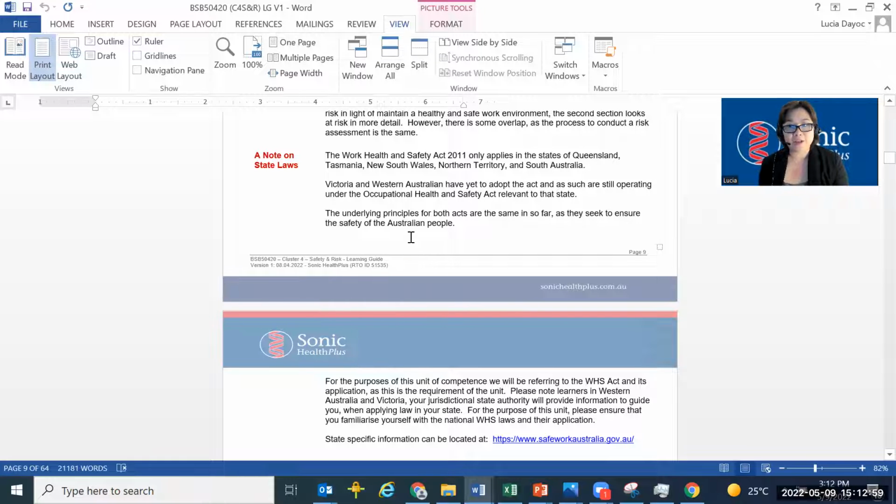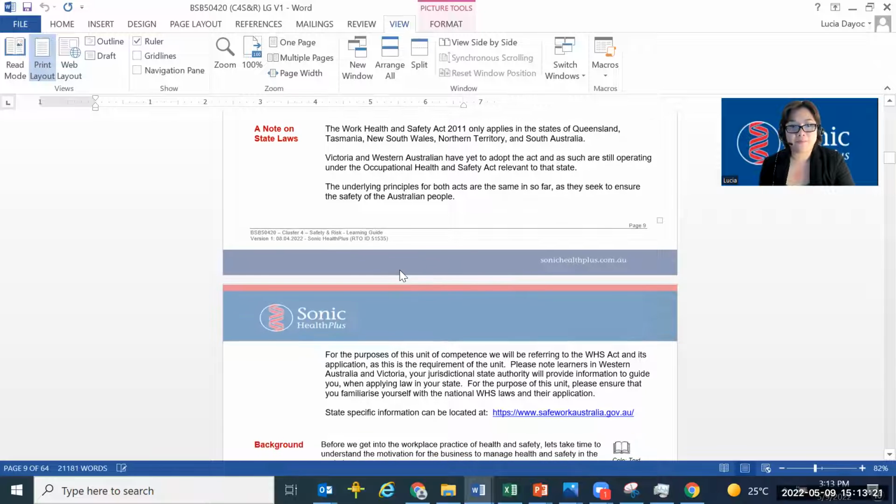How you get access to this is very simple. You'll be able to find in your organization a link or a copy of it, or on external websites of governing bodies, like WorkSafe or Safe Work. You should be able to find a copy of the most updated Work Health and Safety Act document or publication. Okay.